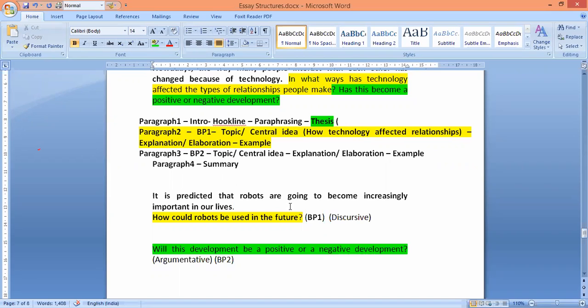Okay, sir. So, sir, in discursive essays also we need to give examples, right? Or the structure of BP will be this only? Central idea, explanation and elaboration. All BPs should have this structure. You should not go away from this structure. Okay.